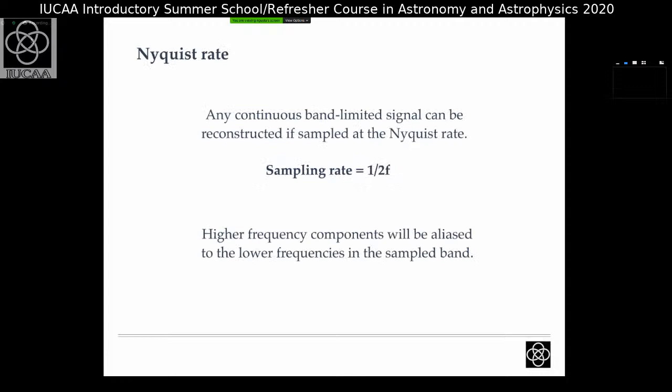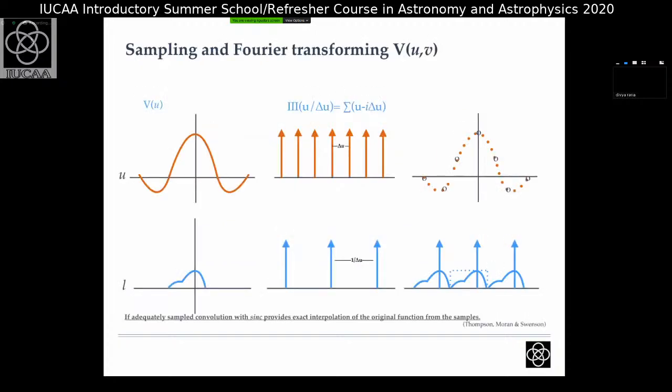So when we talk about sampling, this is one very basic theorem that all of us try to learn first, which is that if there is any continuous band limited signal, and if I want to reconstruct it, then I must sample it at the Nyquist rate, right? And if I don't do that, then the higher frequency components will be aliased to the lower frequencies. And what does it mean in our context? Let's try to understand it from the simple cartoon, right? Let's focus only on the top cartoons at this point.